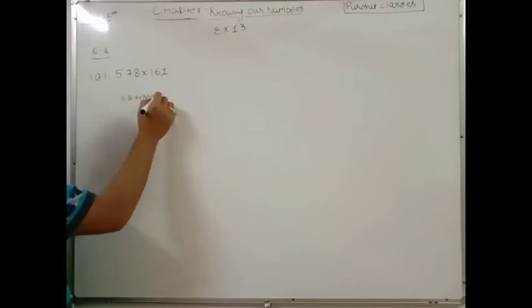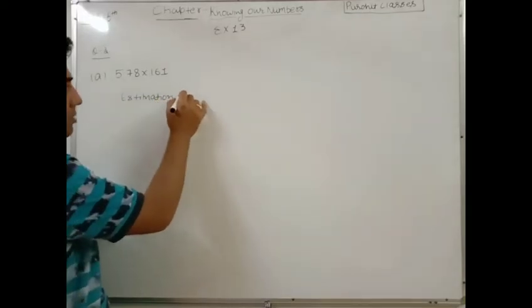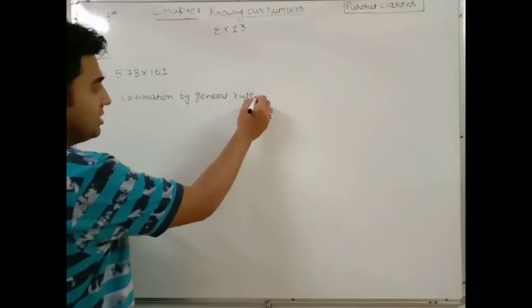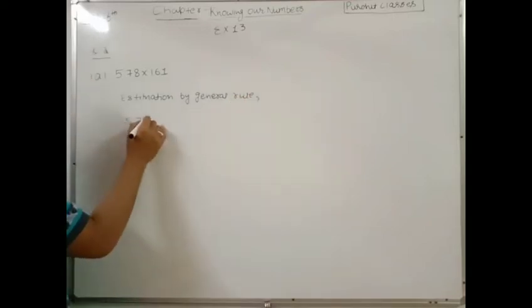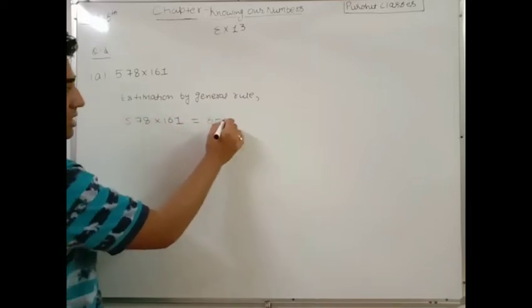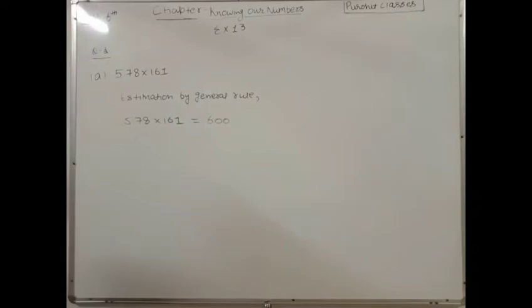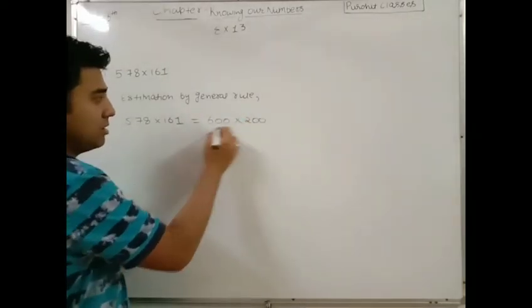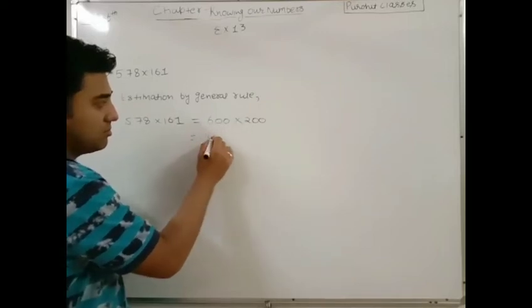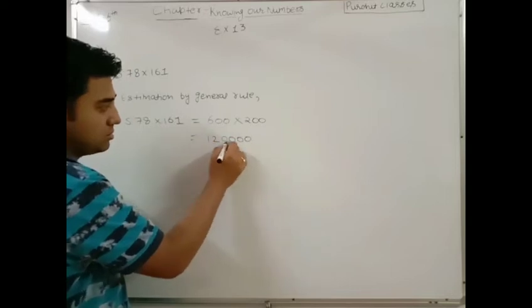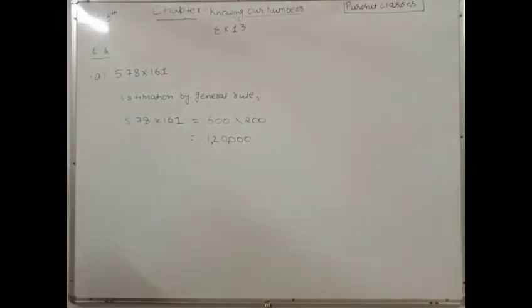Estimation by general rule. If we will estimate it by general rule, then 578 multiplied by 161 will be written as, this will be 600. Now all of you know very well what are the general rules and how we will apply this. This will be 200. So this will be 6, 2 times 12, and after that 1, 2, 3, 4, 4 zeros. So insert here comma, so this will be 1,20,000. This is our answer. Understood?